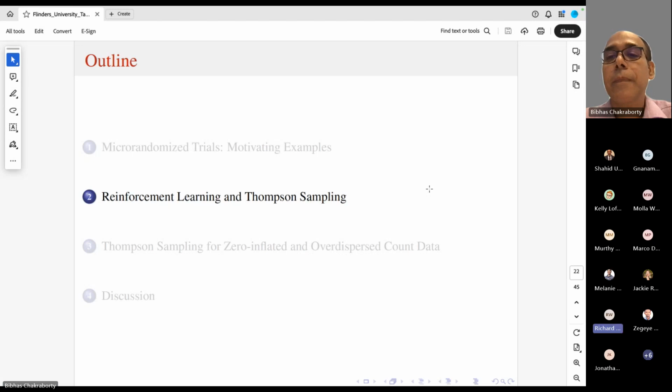Could I just ask what sort of algorithm is the Thompson sampling? Is that like policy based or value based? Yeah, I'm coming to that. Yeah, okay. That's exactly what I'm coming to. Okay. All right, so let's talk about reinforcement learning and Thompson sampling then.